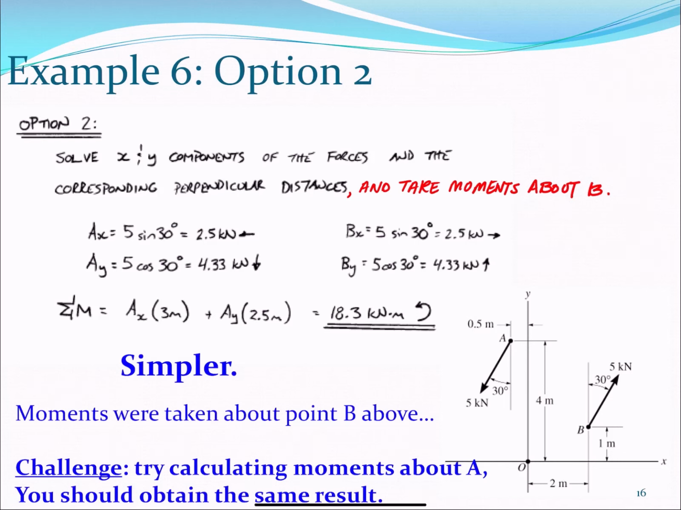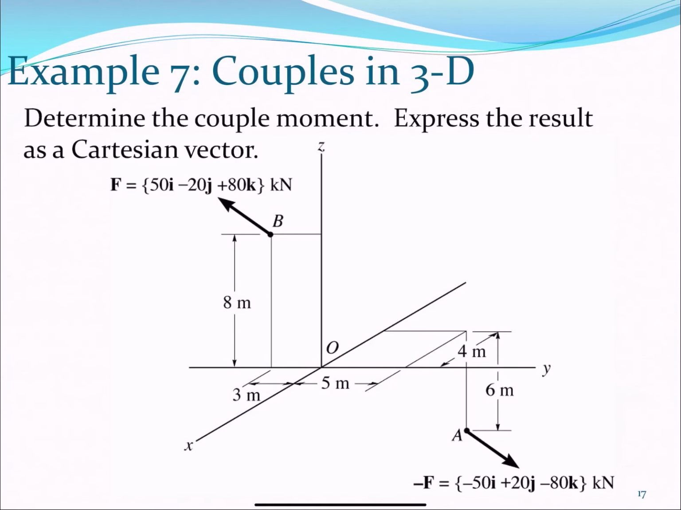So what about you calculate moments about A? You should obtain the same result. And since we are talking about this, why don't we calculate moments about point O? We should obtain the same result. Why don't we find this perpendicular distance and we do force times distance? We should obtain the same result, right? That is something nice about couples.